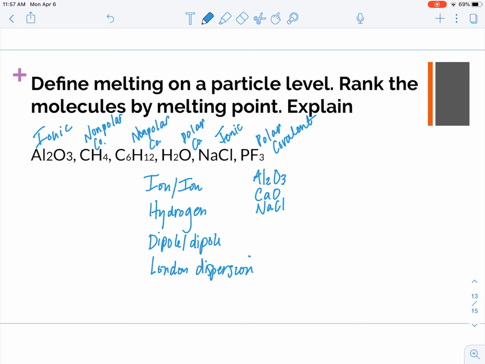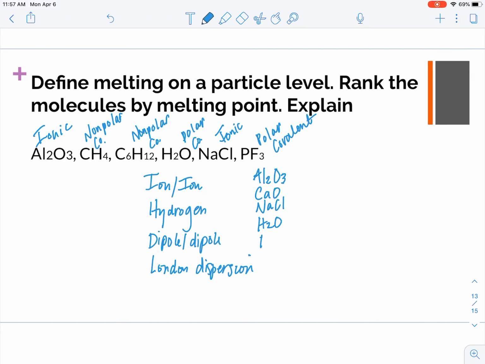And then moving down to hydrogen, water forms a hydrogen bond. So that would be the next in the ranking. And then dipole, dipole. Those would be your polar covalent molecules that aren't forming hydrogen bonds, like phosphorus trifluoride.